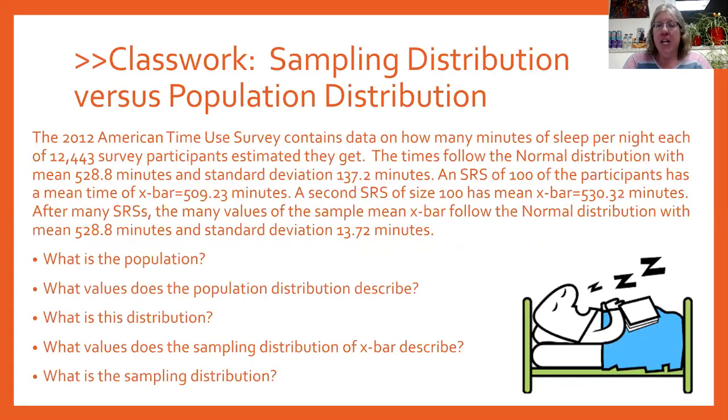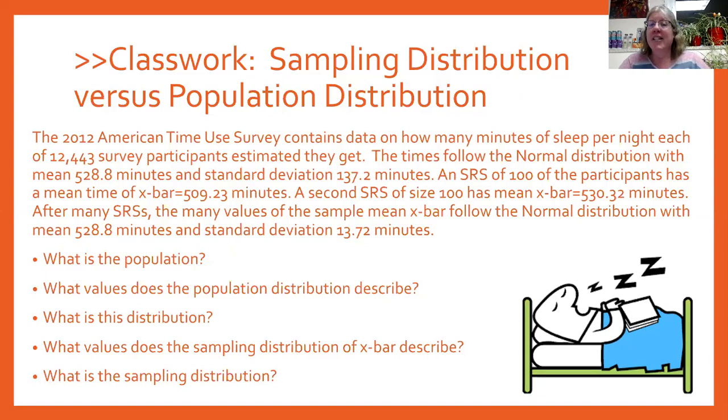We have an example about sleep. The 2012 American Time Use Survey contains data on how many minutes of sleep per night each of 12,443 survey participants estimated they got. The times follow the normal distribution with a mean of 528.8 minutes and a standard deviation of 137.2 minutes. A simple random sample of 100 of the participants has a mean of 509.23 minutes. Then they took a second simple random sample of size 100 and had a slightly different mean, 530.32 minutes.